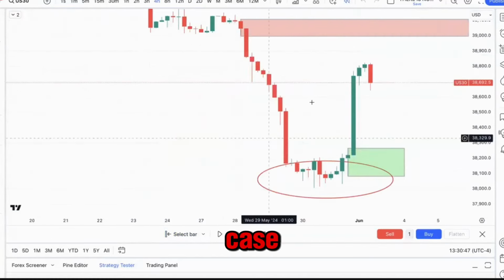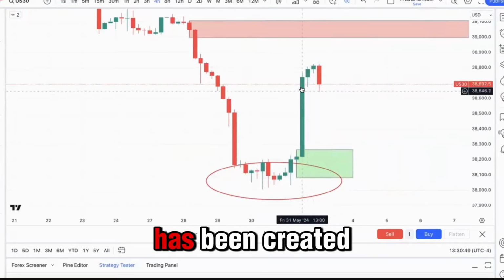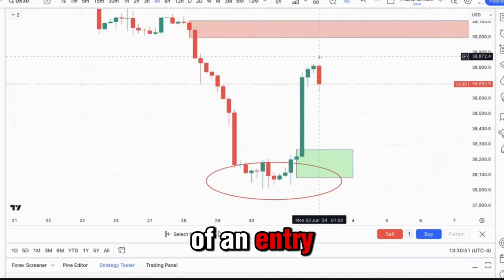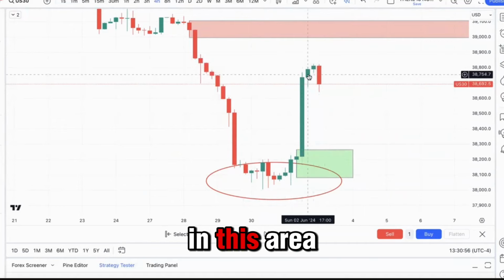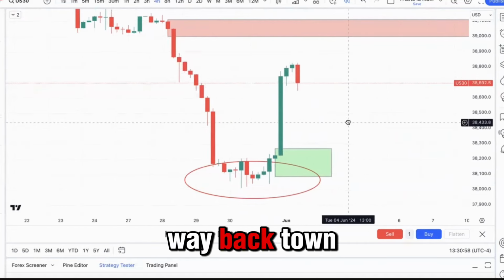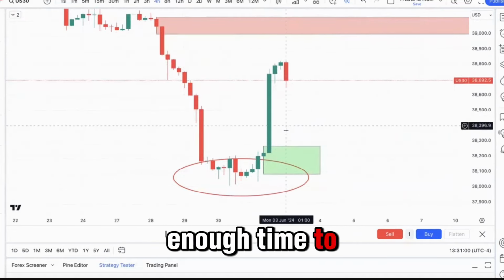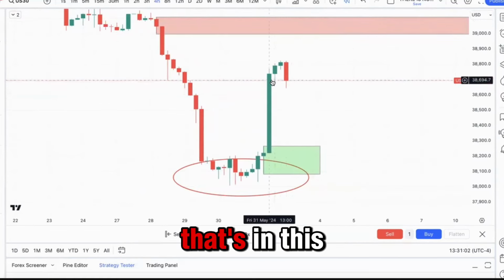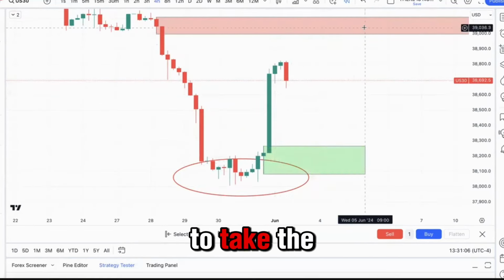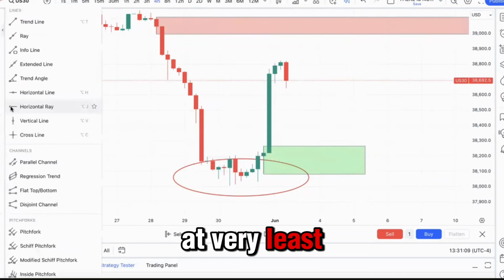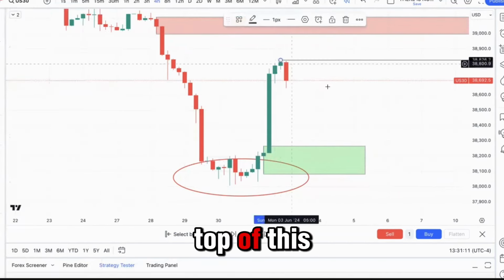So in this case, a swing high has been created for the purpose of an entry on this 4-hour time frame. As price is working its way in this area or making its way back down, it gives me enough time to come down here, notice the imbalance that's in this area, and find an area that I can get in to take the buy up. At the very least, my exit would be at the top of this high.